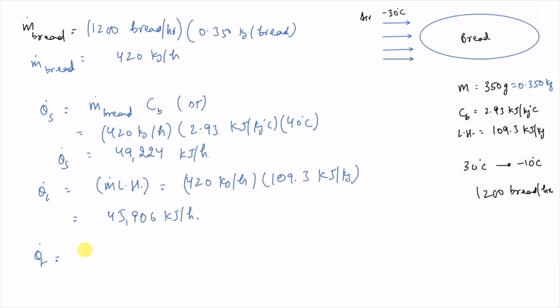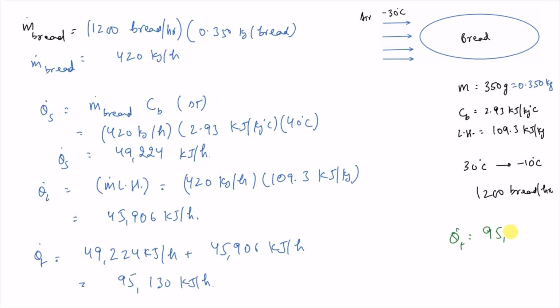So the total heat removed, that is Q total, will be equal to this one plus this one. So this is 49,224 kilojoule per hour plus 45,906 kilojoule per hour. So we're going to add this and we'll get the value as 95,130 kilojoule per hour. So in the end we can conclude that the rate of heat removed from the bread is equal to 95,130 kilojoule per hour. So this was the solution for the A part.